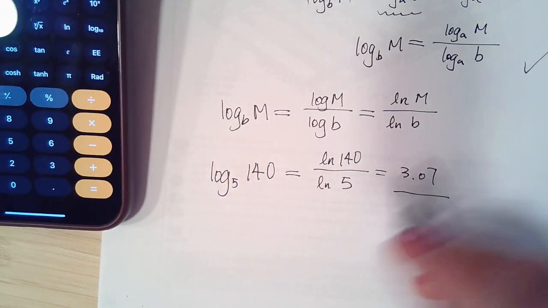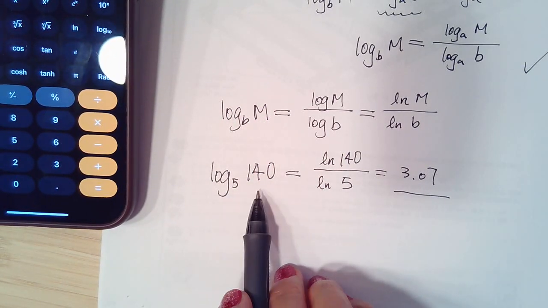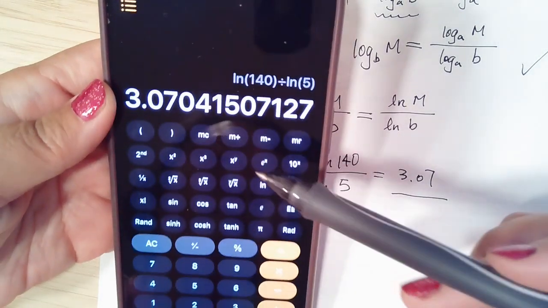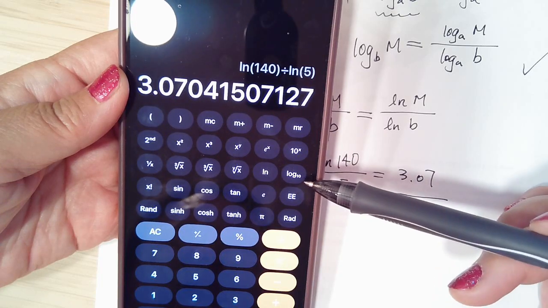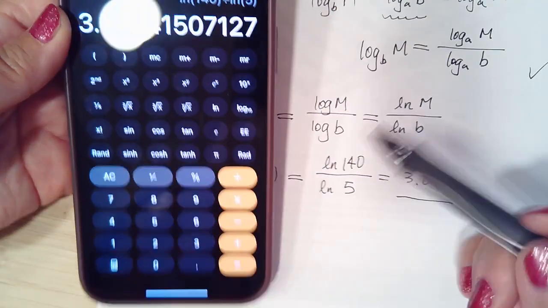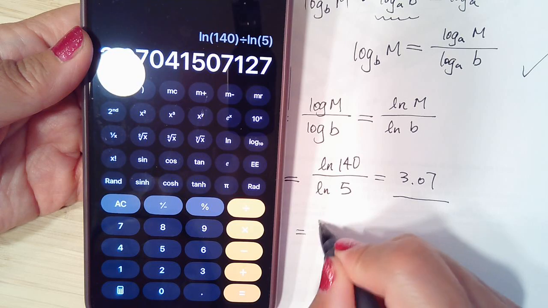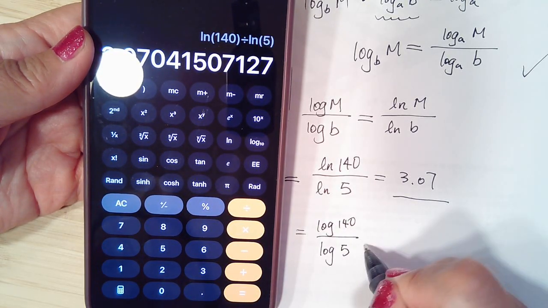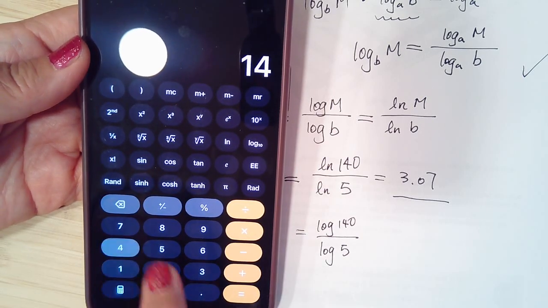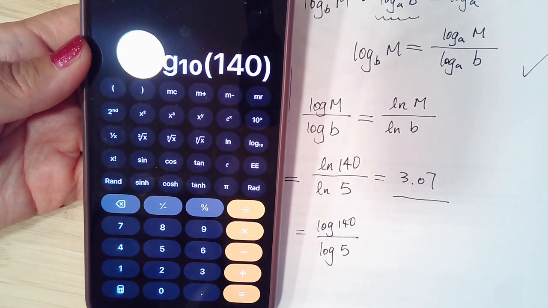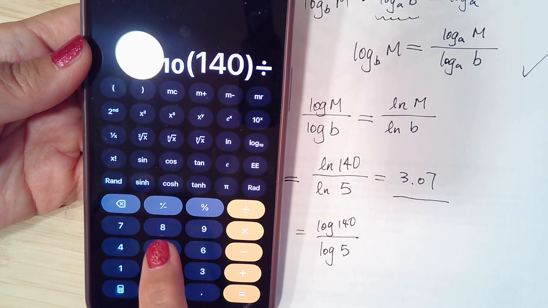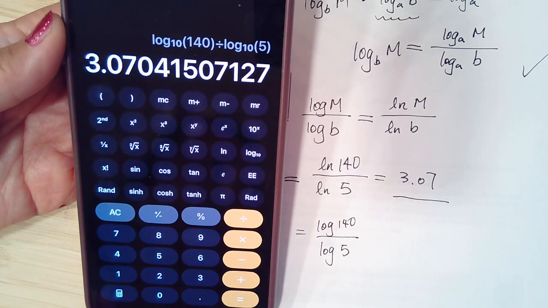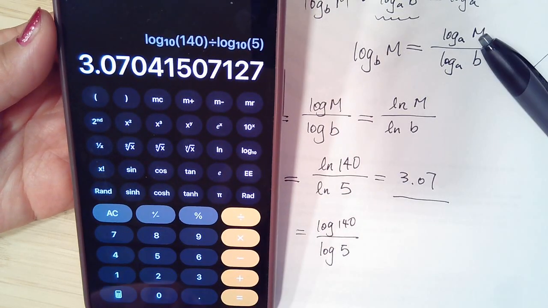Otherwise, it's hard to do that without the change of base formula. Without the change of base formula, you cannot do it. And when we change the base to either 10 or e, then we can do it. So let's try changing that into log 140 over log 5 to see whether we get the same answer, okay? 140, do you see log 10? Okay, divided by 5 log 10, equals. We get exactly the same answer, 3.07.